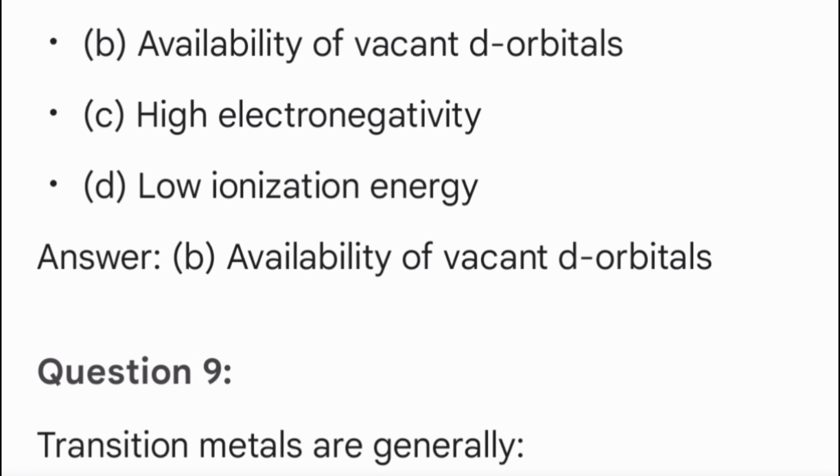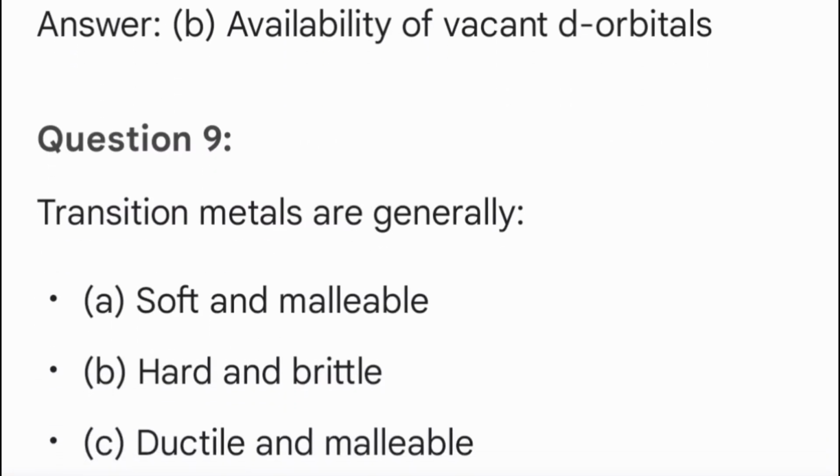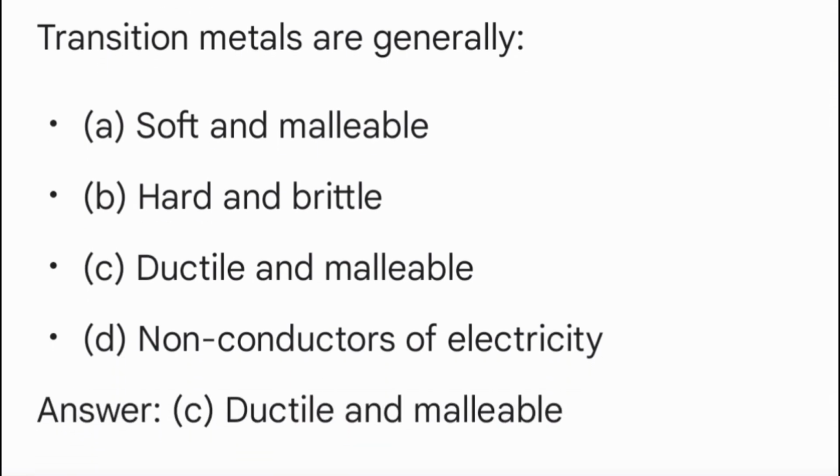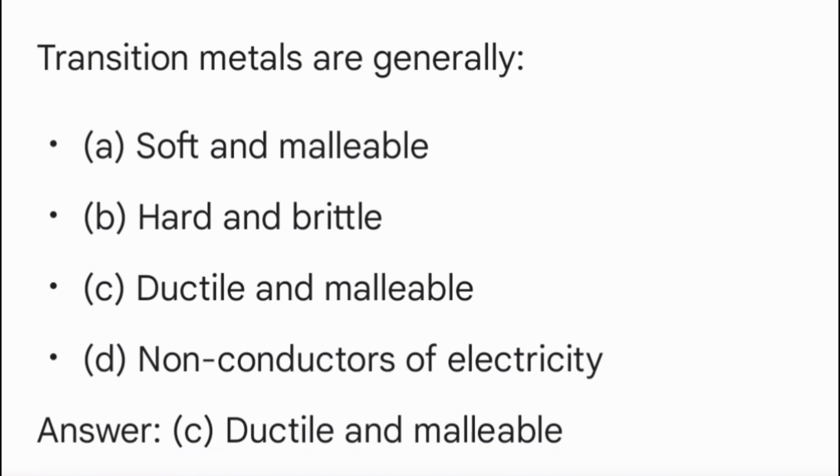Question 9. Transition metals are generally A. Soft and malleable. B. Hard and brittle. C. Ductile and malleable. D. Non-conductors of electricity. Answer. C. Ductile and malleable.